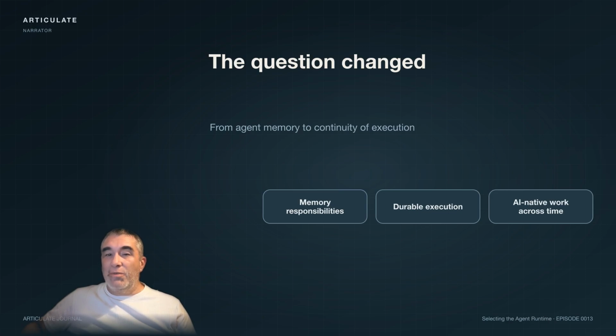The runtime doesn't need all of that, but durable execution changed the question again, because there is one thing the runtime really does need to own: the continuity of execution. If work had already happened, if a tool had already been executed, if an agent is waiting for approval, or if a process disappears halfway through some long-running reasoning, the platform needs to know where that work had reached. So the question became much narrower, but at the same time, much clearer. I'm not looking for somewhere to store agent memory. I'm looking for a runtime that can reliably coordinate AI native work across time.